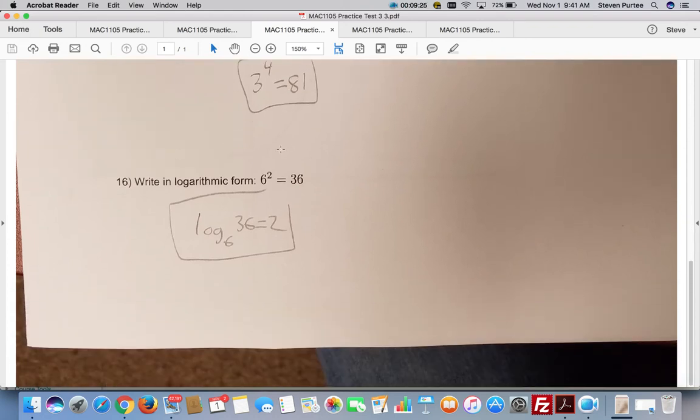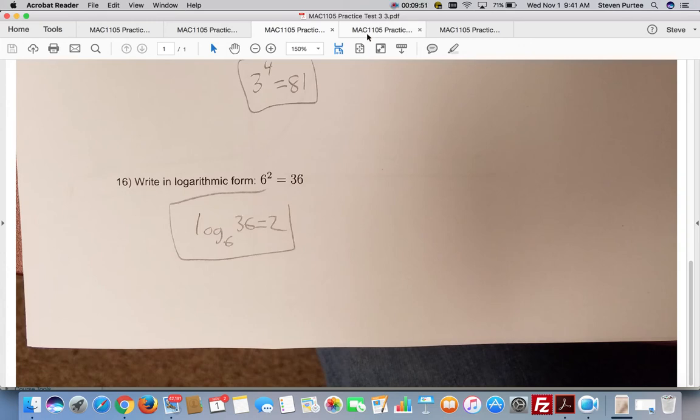Okay, going the other way. This is exponential form. 6 squared equals 36. Our base is 6. The answer is the exponent when we're writing in log form. And the 36 goes inside. Log base 6 of 36 equals 2. 6 to the 2nd power equals 36.